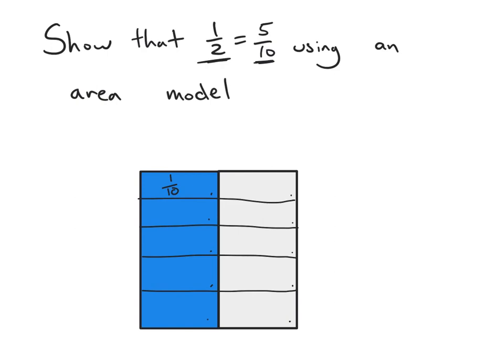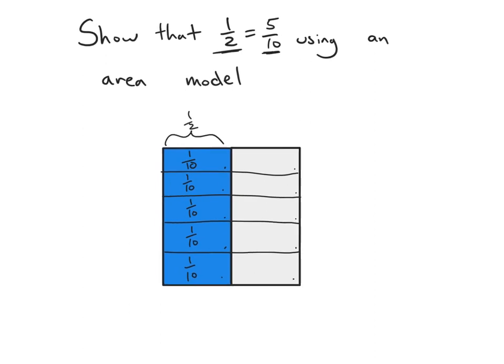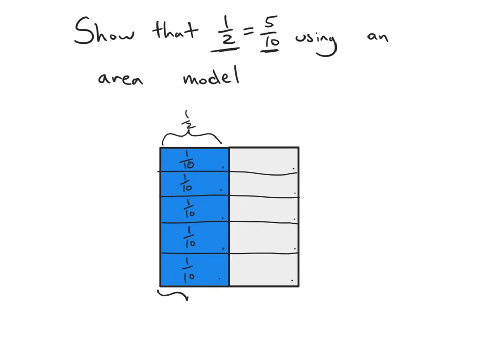The shaded region hasn't really changed in size, but it has changed in the number of parts. If I were to label the unit fractions for each of these parts, I would fill them all up with 1/10. I could see that my original 1/2 is now, let's zoom out a little bit, equal to the sum of all of these tenths together, and I can see that there are 5/10 in total.